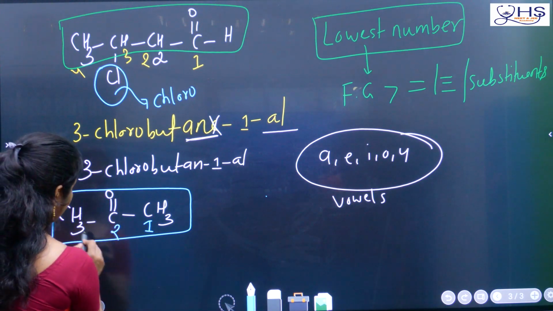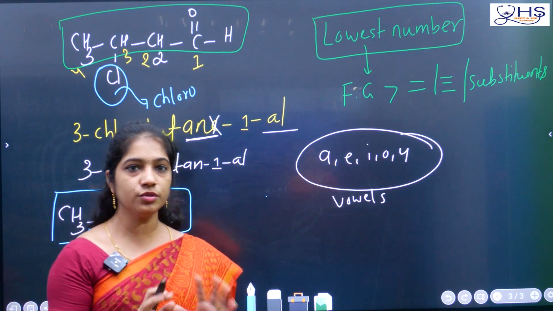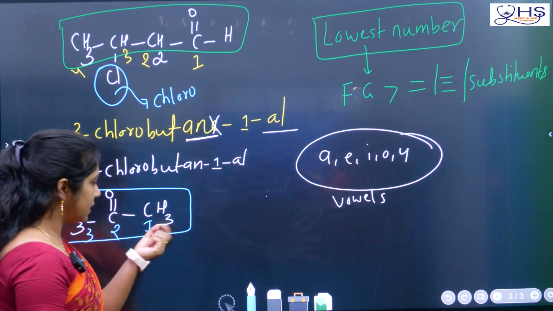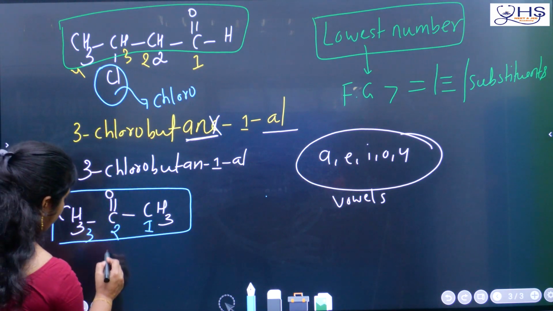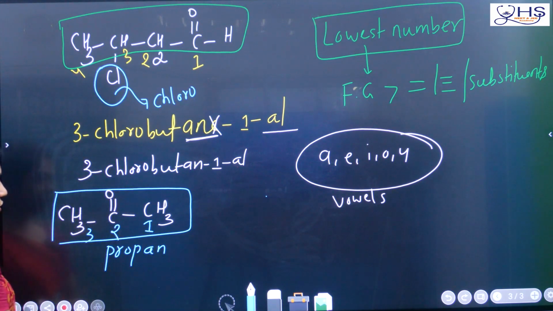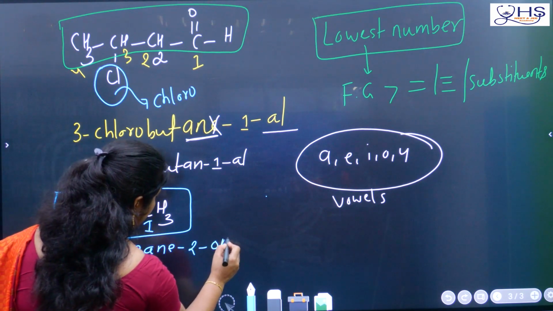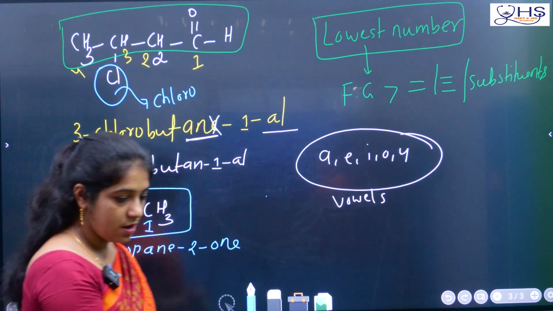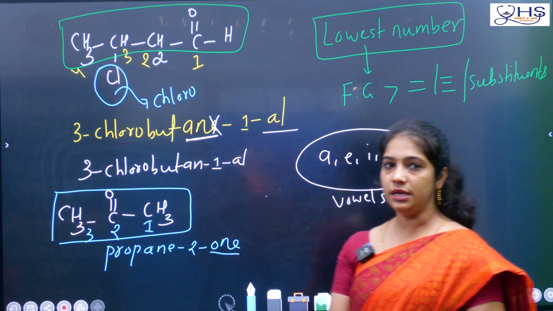So 1, 2, 3. Now are there any substituents? No substituents, no branches. All carbons come under the parent chain or main chain. So 3 carbon, what is the root? Prop. And all carbon-carbon bonds are single bonds, so I am writing an. And at 2 position you have the functional group. What is the functional group suffix for ketone? For ketone we will be using the suffix one.